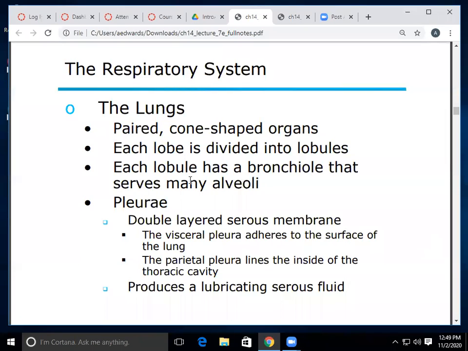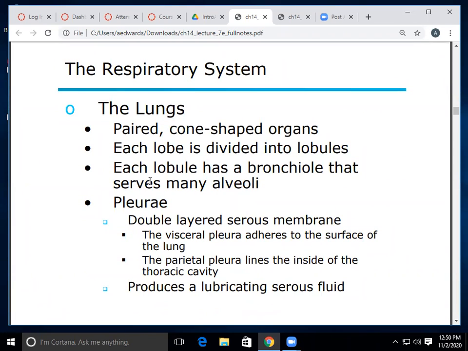All right, let's talk about the lungs. They're paired in the sense that you have 2 of them, and they're kind of cone shapes, okay? They kind of point at the more superior side, or toward the top of your body. Each lobe of the lung is divided into lobules. And each lobule has a bronchiole that serves many alveoli. Okay, so the bronchiole is just sending air to the alveoli. You can send air to multiple alveoli.